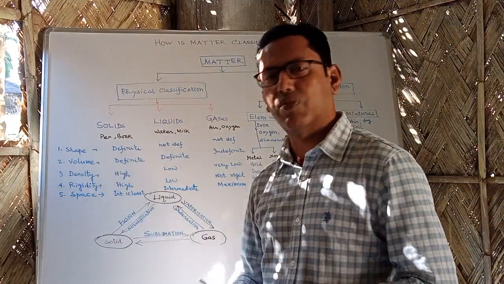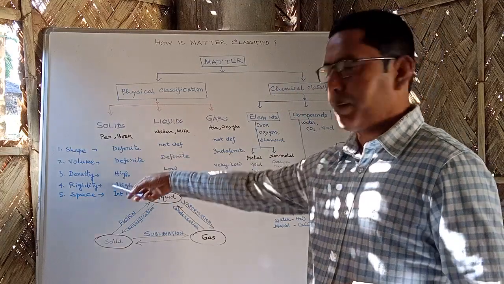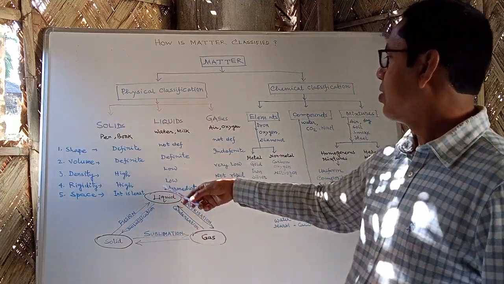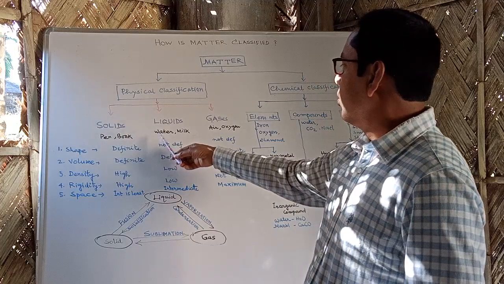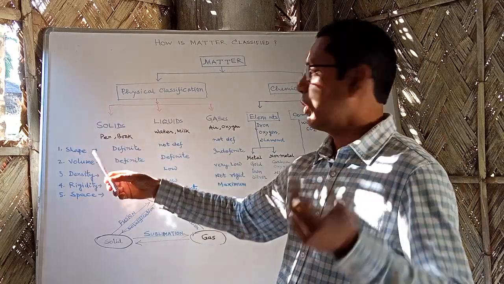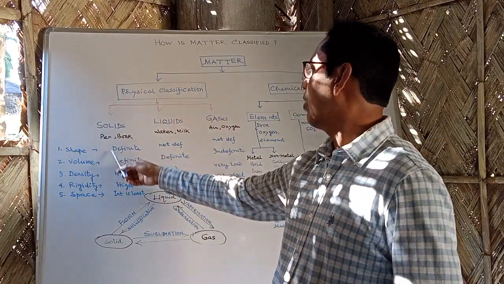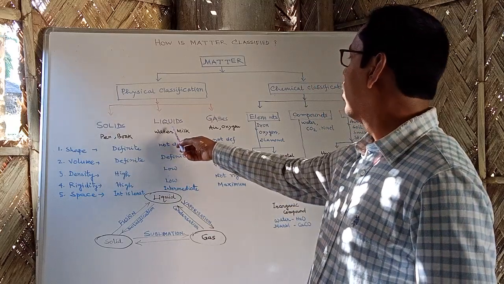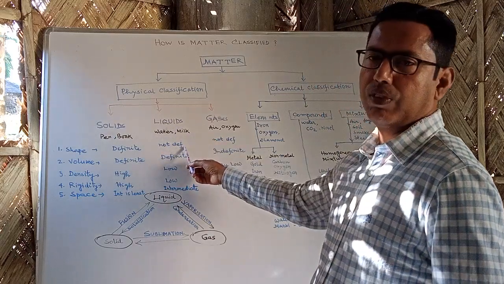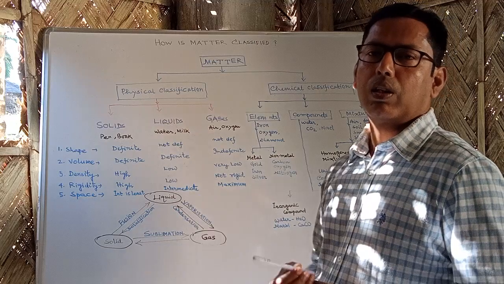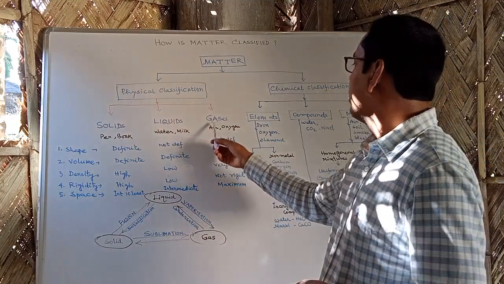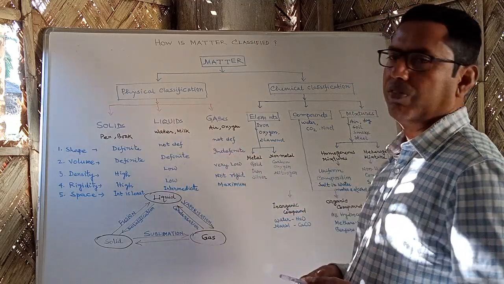So what are their different types of properties and characteristics? According to shape, solids have a definite shape. Liquids do not have a definite shape; they acquire the shape of the container. Then gas does not have a definite shape.